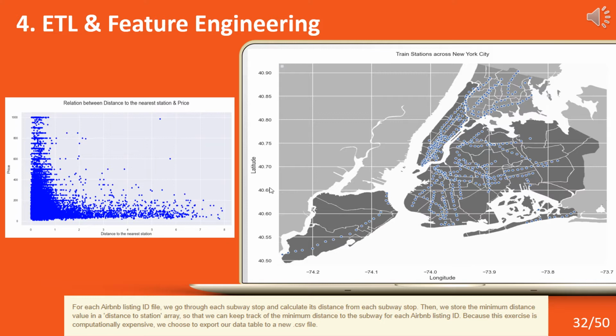For each Airbnb listing ID, we go through each subway stop and calculate its distance from that stop. Then, we store the minimum distance value in a distance to station array, so that we can keep track of the minimum distance to the subway for each Airbnb listing ID. Because this exercise is computationally expensive, we choose to export our data table to a new CSV file.